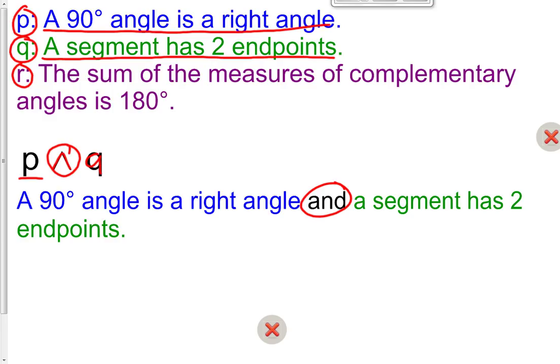When I say the word and, both parts of the statement have to be true. So, in our example with P and Q, a 90-degree angle is a right angle. That is true. A segment has two endpoints. That is also true. So, if P and Q, both parts of the statement are true, then we know that its truth value is a true statement. Okay? So P and Q, that's how you write it with the word and in between. In a conjunction, both parts of the statement have to be true for the whole statement to be true.